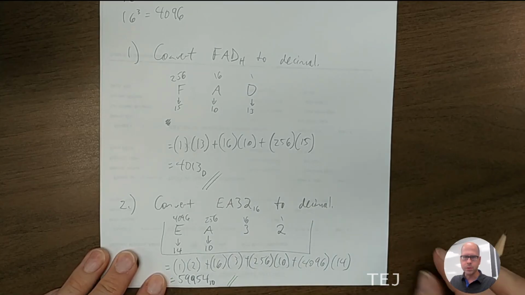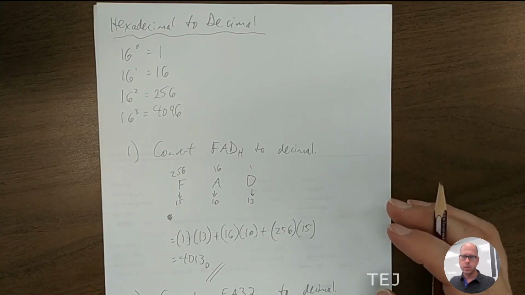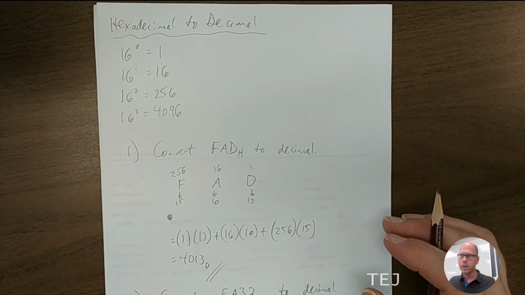There's your two examples for hexadecimal to decimal. So this will be a short recording, and then I'll make another one for decimal to hexadecimal.